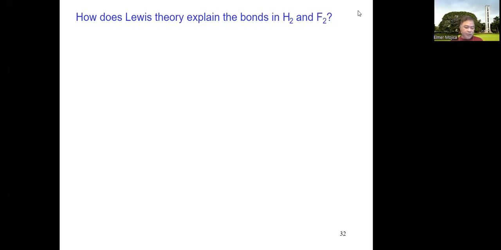Okay, so if we're going to look at these bonding theories, we can go on how we look at H2 and F2. So H2, usually the Lewis structure looks like this. F2 would look like this. So what's the common thing among them? Anong common sa kanila? They both have, anyone? Single bonds. Okay, they have both single bonds.